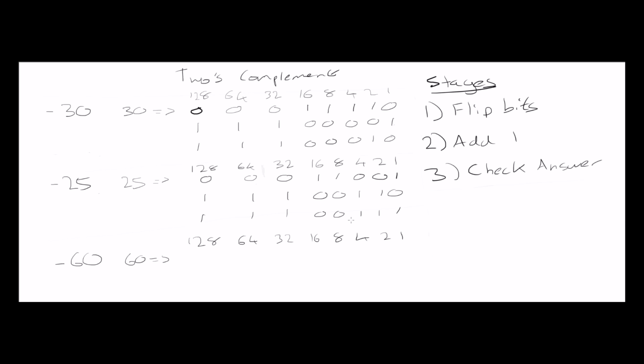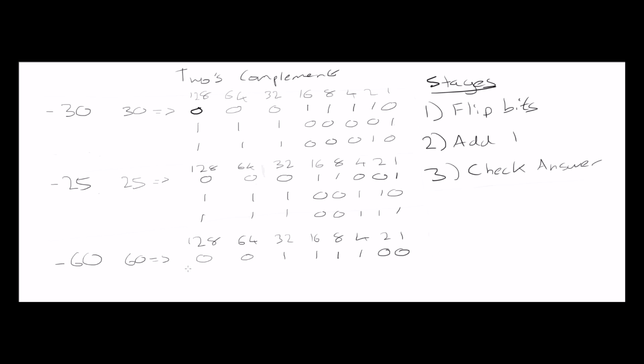Okay, so just for a final example then, I'm going to do 60. So 128, that does not go into 60, so I'm going to put a 0 here. And then 64 doesn't go into 60, so 0 there. 32 does though, so put a 1 there. 16 goes into the remainder, so put a 1 there. 8 goes into the remainder, so put a 1 there. 4 goes into the remainder, and we have 0 left over, so 0, 0.